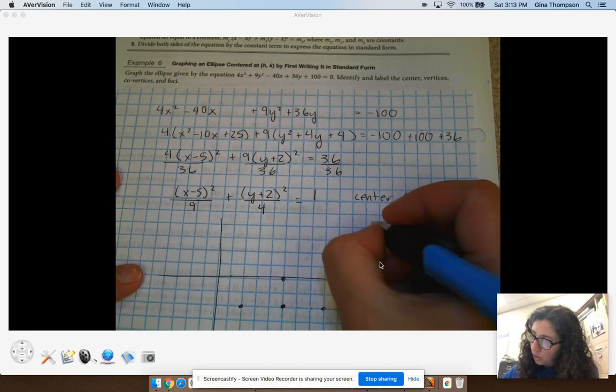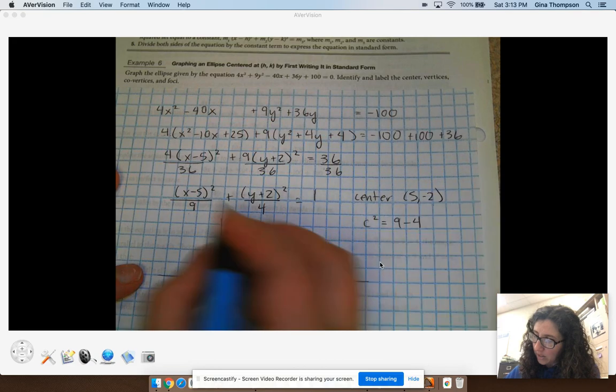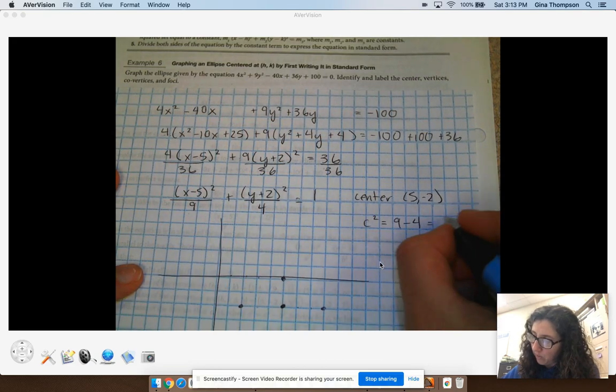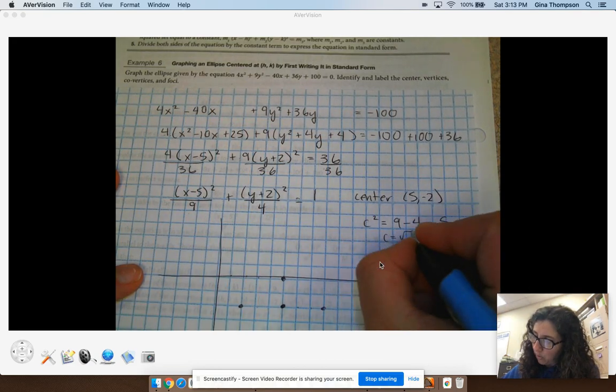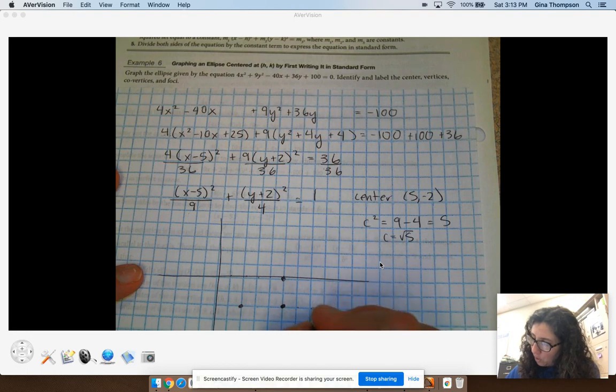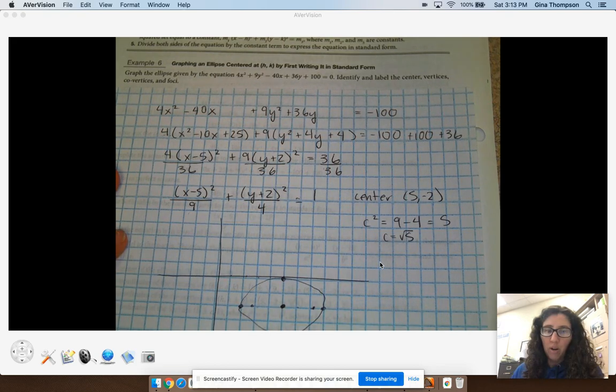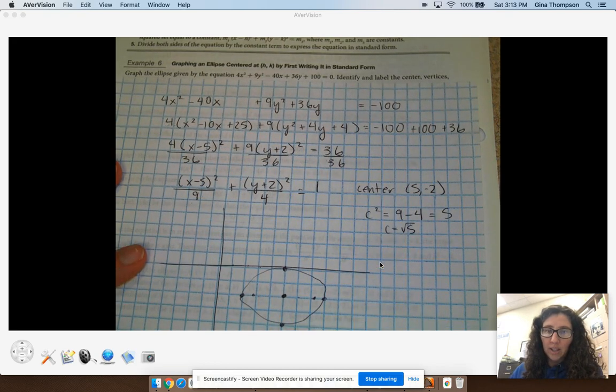And now we're going to find c. C squared equals 9 minus 4, right? A squared minus b squared, which is 5. So c is the square root of 5. So a little bit more than 2 units from the center in either direction there. And there we go. And they said to identify and label.